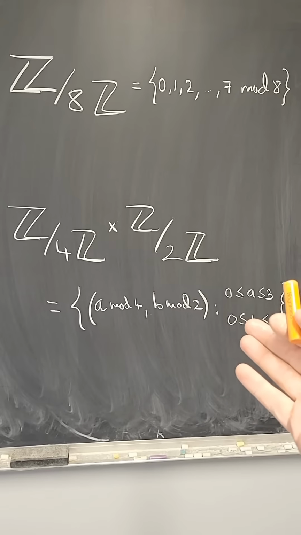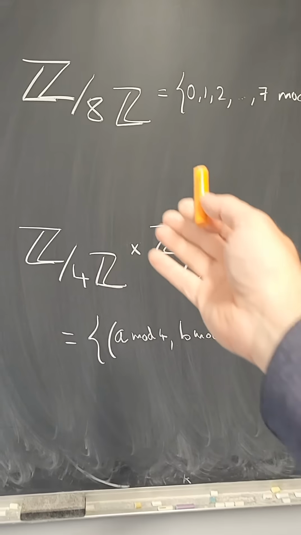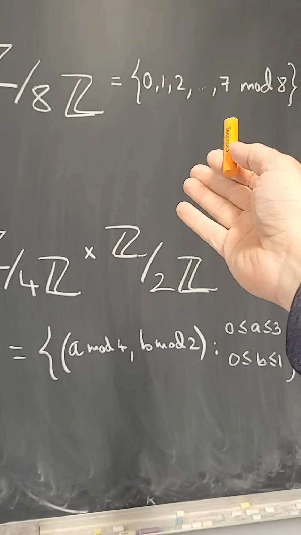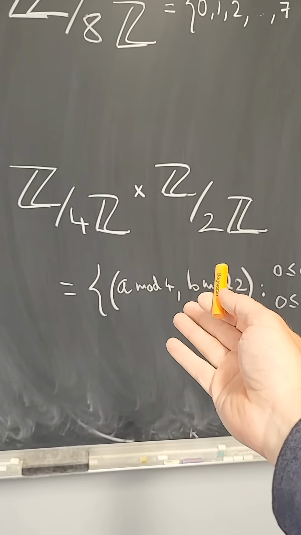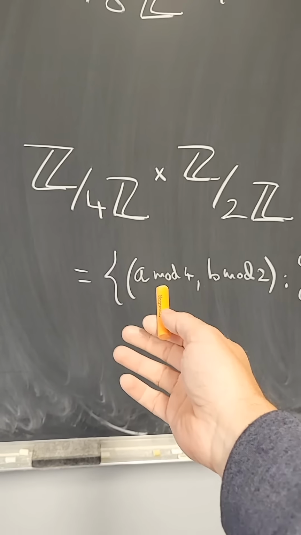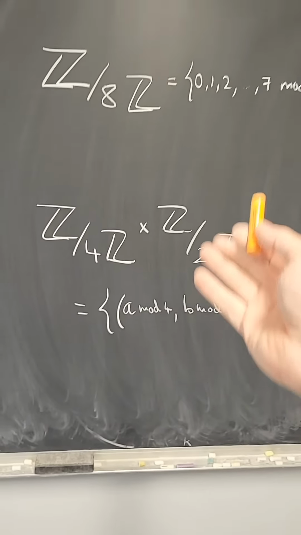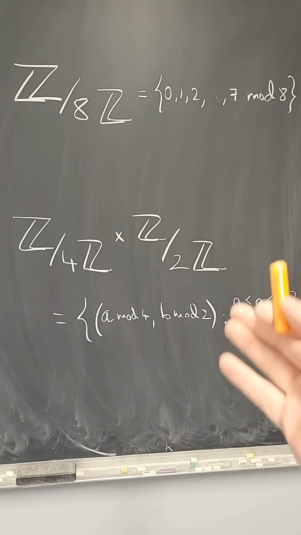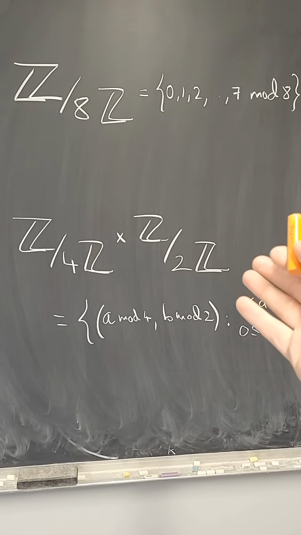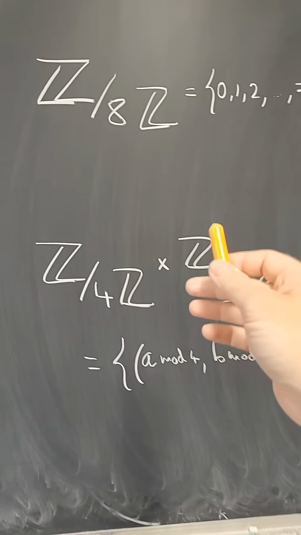Another way to tell groups apart is their order, but this is a group of order 8. There are 8 elements, and this is also a group of order 8. There are 4 possibilities here, 2 here, so there's also 8 elements in this group, so they are the same in that respect. Another way to tell groups apart is whether they are cyclic or not cyclic.